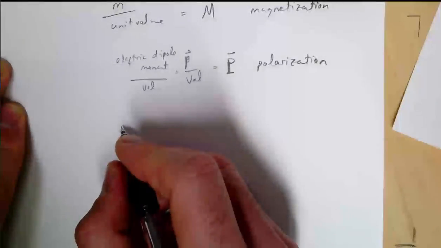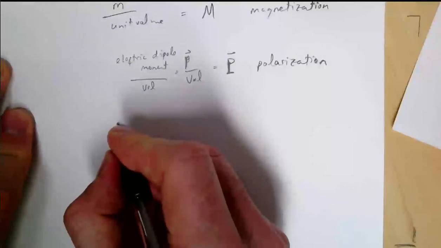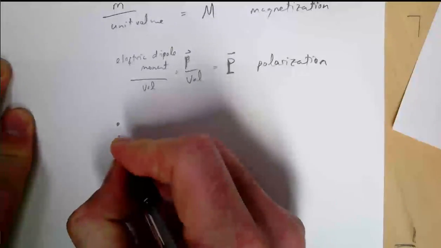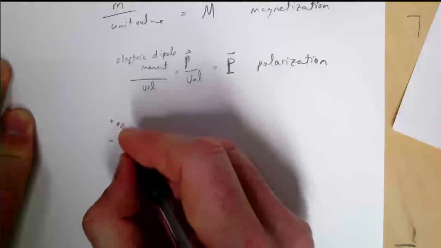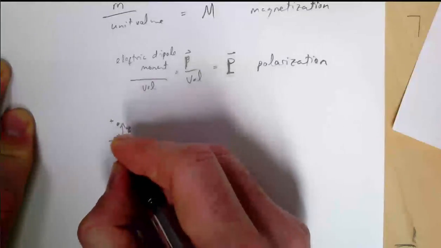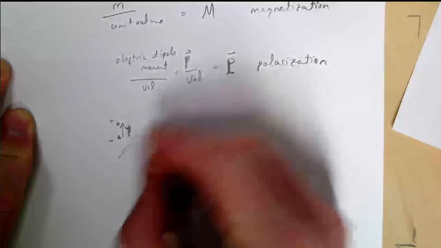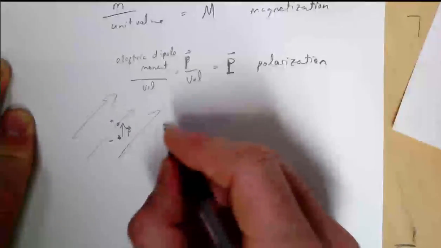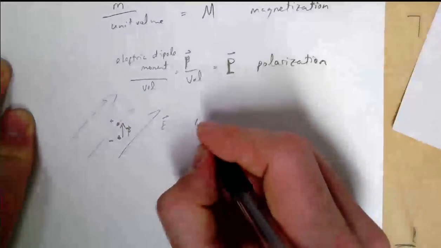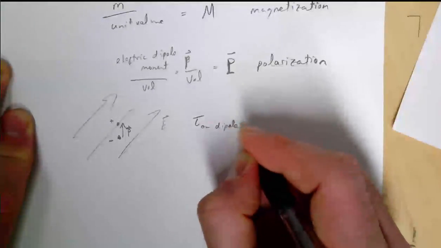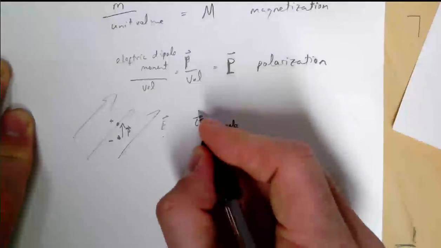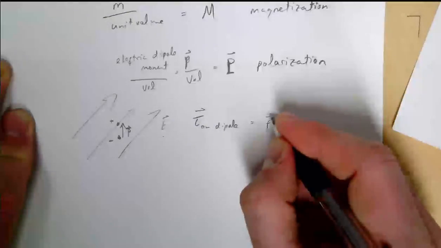There's a lot of analogies here. One of them that you might remember is that in the electrostatics case, if I had a dipole moment P pointed from the minus to the plus, and it was in the presence of an electric field E, then you could calculate the torque on the dipole, right?